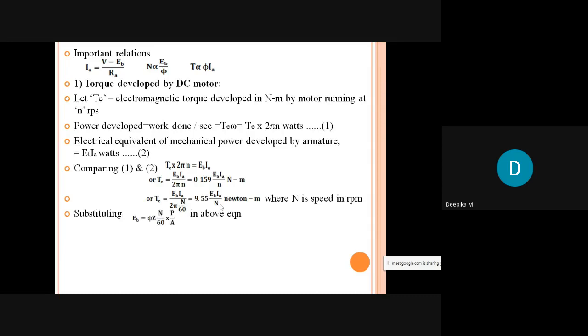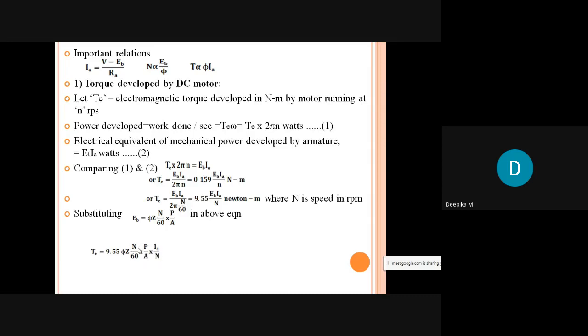Next, substituting Eb, we know the back EMF formula that we have seen in the derivations of the motor in your lower semesters. You have already studied the equation of back EMF, that is phi Z N P divided by 60A. So this I'm going to substitute in the above equation, in place of back EMF. Hence the equation will become 9.55 phi Z N P by 60A into Ia by n, where n and n will get cancelled out.